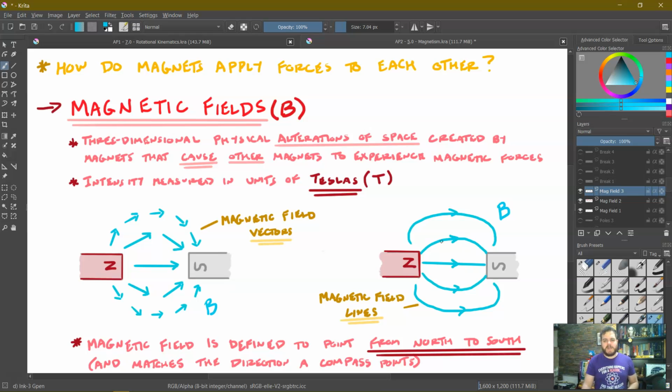lines. And remember, how do we figure out the strength of these lines? Well, we just look at the density. For instance, where the lines are closer together here, the magnetic field is stronger. They're further spaced apart out here, the magnetic field is weaker.